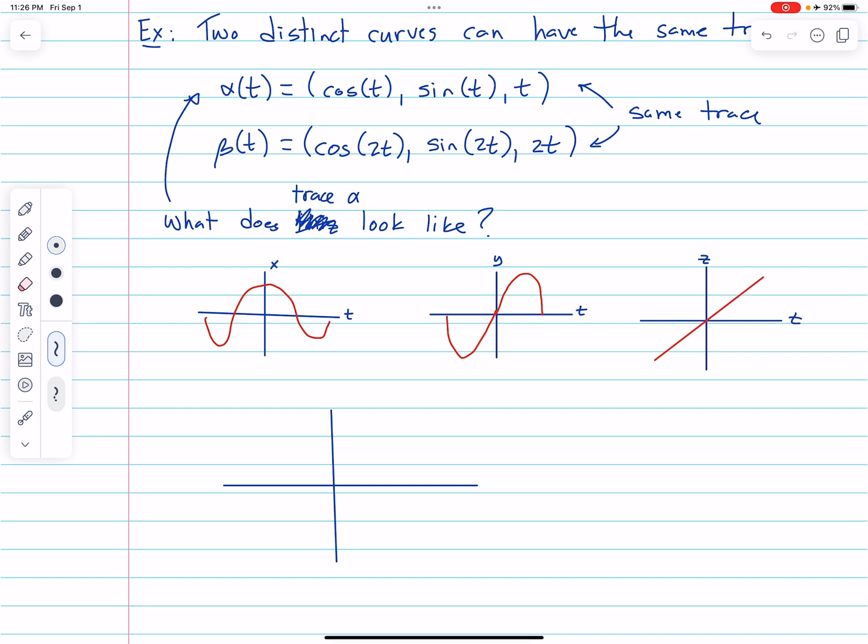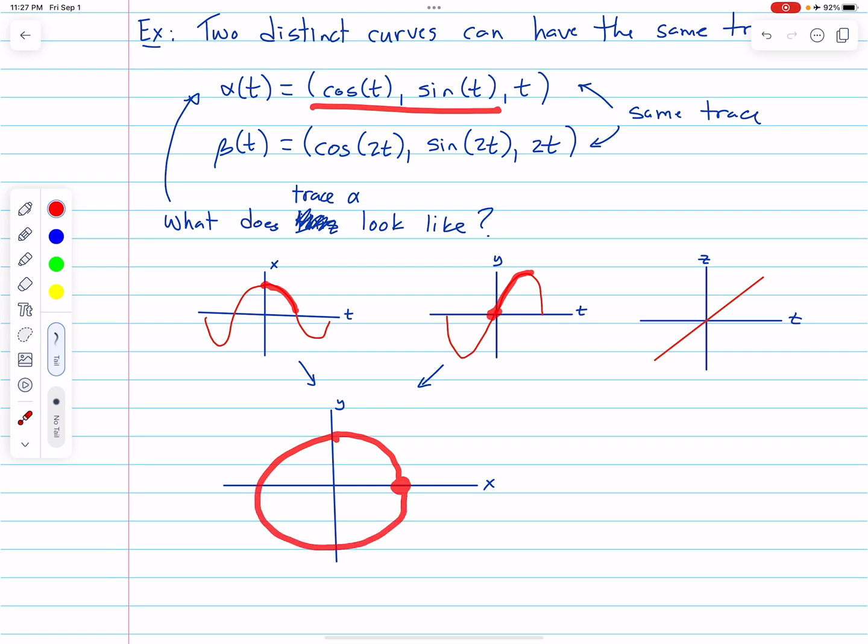Let's combine the x and the y first. So this is my y dimension, this is my x dimension. If we start off with the 0 parameter, then our x is at 1 and our y is at 0. So we're right here. Then as t starts to increase, our x component starts decreasing, whereas our y component starts increasing. And of course, this is something we've seen before, just cos t, sin t. If we travel this around, it's just going to give us the unit circle. Okay? So we get the unit circle in the xy direction.